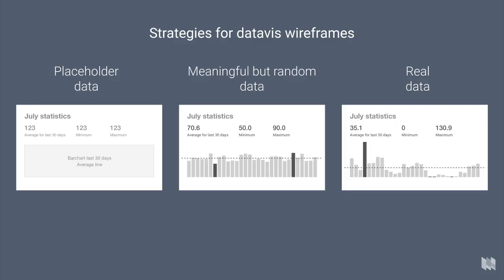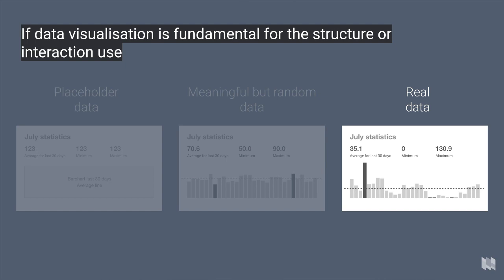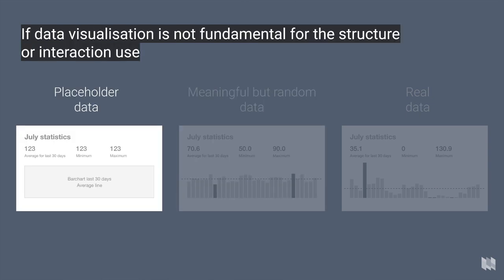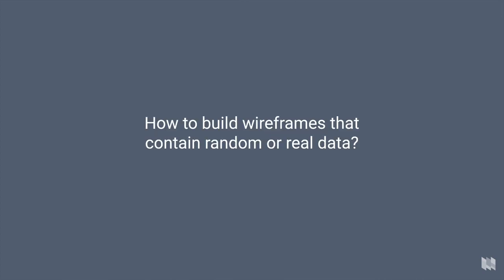Okay, so we learned about these 3 strategies and a few alternatives. And I think it's fair to say that if data visualization is fundamental for the structure or interaction, we can use real data. If we don't have real data, it's a really valid and good option to use meaningful but random data, but we have to make sure we're actually using meaningful data. And then we can use placeholder data if the data visualization is not fundamental for the structure or interaction. Okay, I think there's only one question left. How do we build these kind of wireframes that contain random or real data?